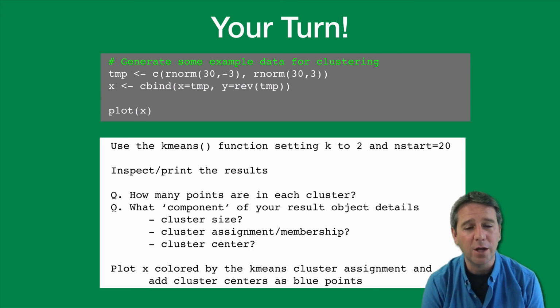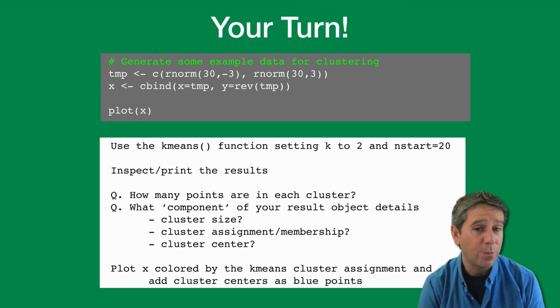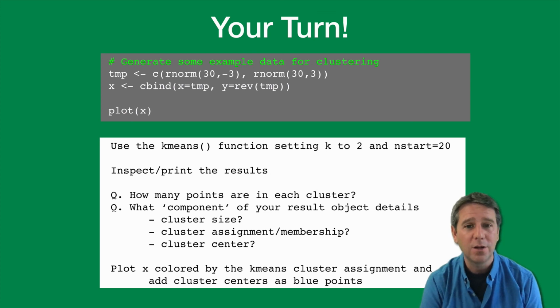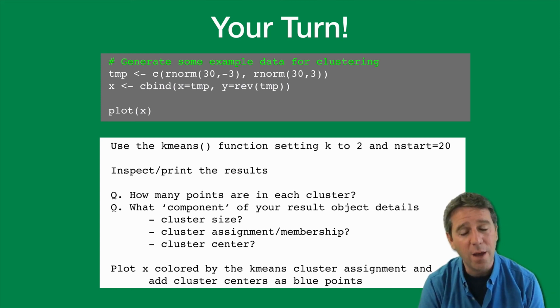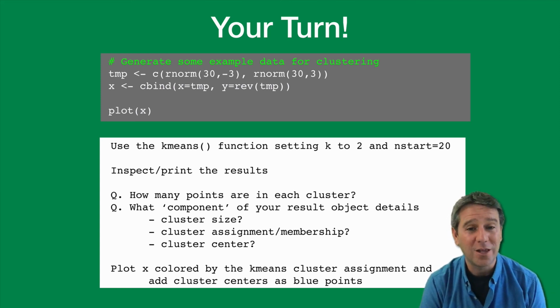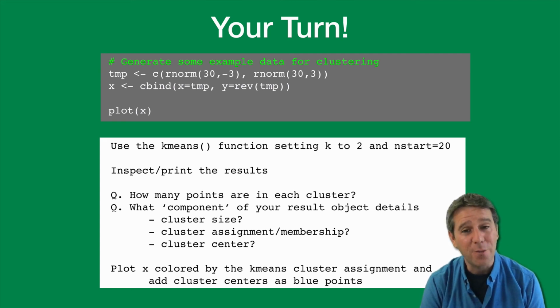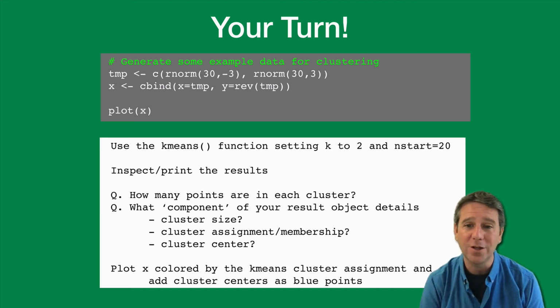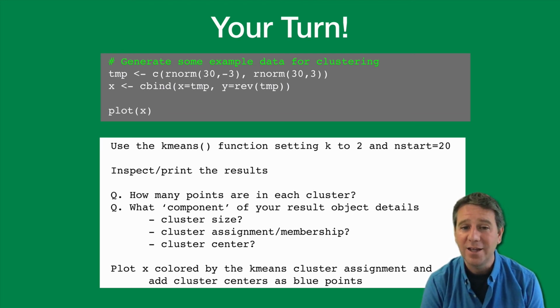What is the result object returned by kmeans? How many points are in each cluster according to kmeans? What component of your result object, that's the thing that R gives you back, tells you about the cluster size? That would be the number of members within each cluster. Which one tells you the cluster assignment or membership, so which points belong to which cluster, and how would you find out where the cluster center is? And what I want you to be able to do is to plot x again, but colored by the results of kmeans, colored by the cluster assignment, and add the cluster centers as blue points on it.